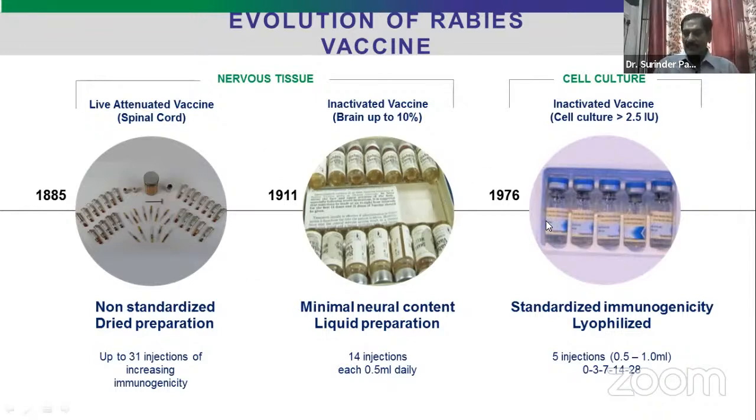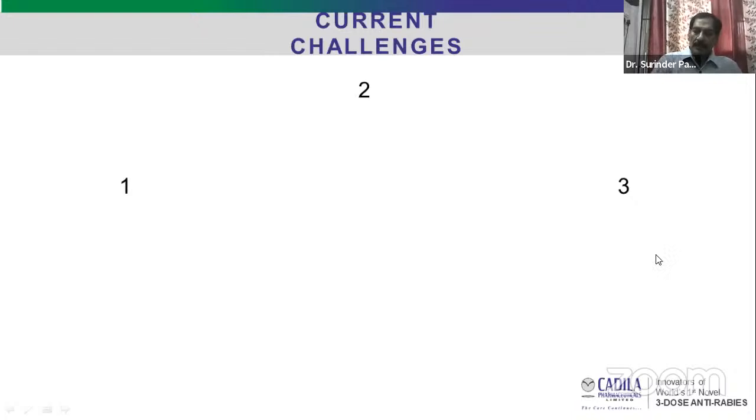Then in 1976, we came with a new vaccine, the cell culture vaccine. This is an inactivated vaccine. Cell culture vaccine is given at more than 2.5 international units, and these vaccines have standardized immunogenicity and are lyophilized. 5 injections are given on days 0, 3, 7, 14, and 28, starting from day 0 of the animal bite. The dose is 0.5 to 1 ml only. Since the evolution of rabies vaccines, these steps have been going on, and research continues further. Now we have developed one new vaccine, and I will be coming to that. What are the current challenges?